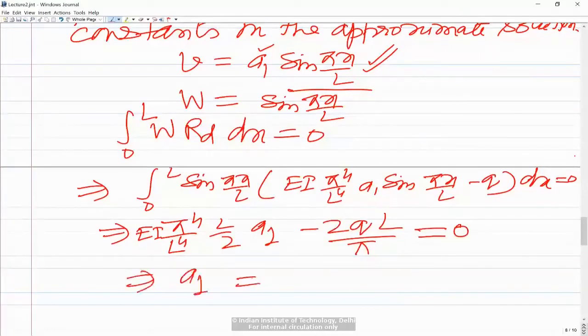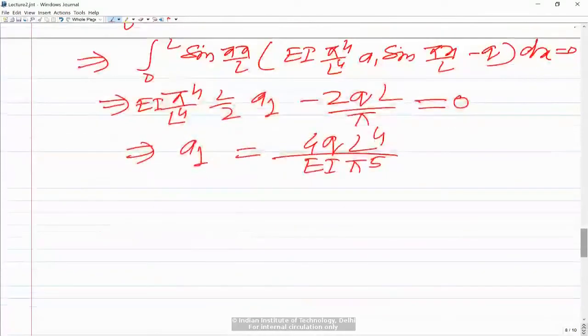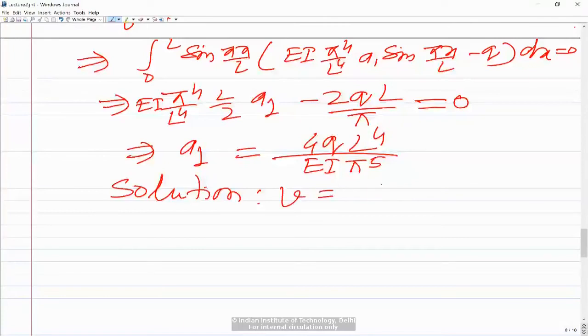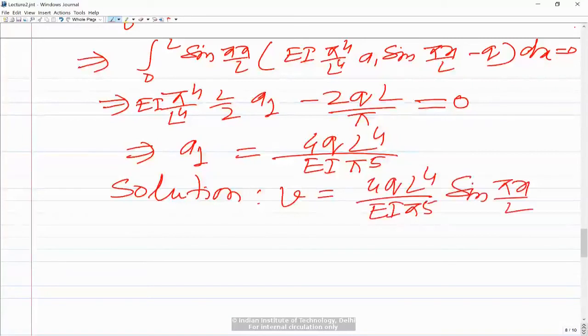So you would see that A1, if you simplify this, is going to be 4qL power 4 upon EI pi power 5. So that is what we get as the solution A1. Once you have got A1, you can say the final solution is V equal to A1, which is 4qL power 4 upon EI pi power 5 into sine of pi x by L. So this is the solution.